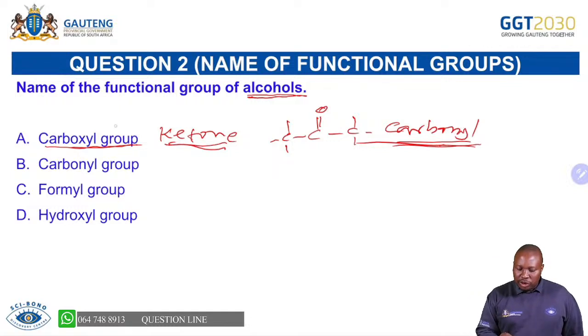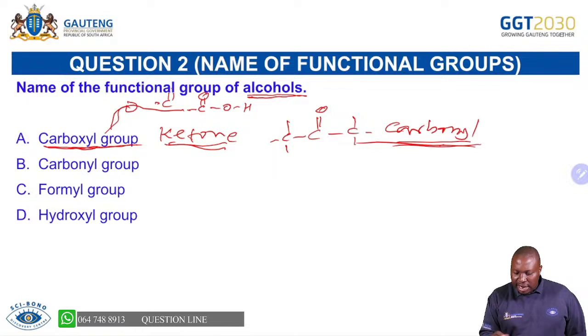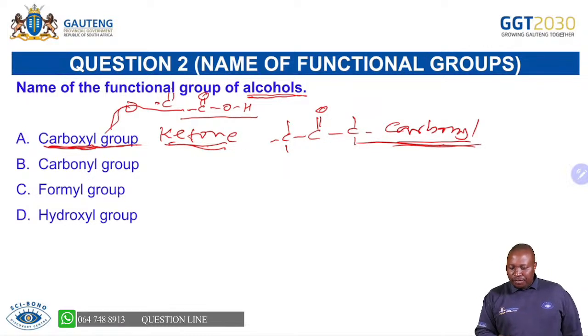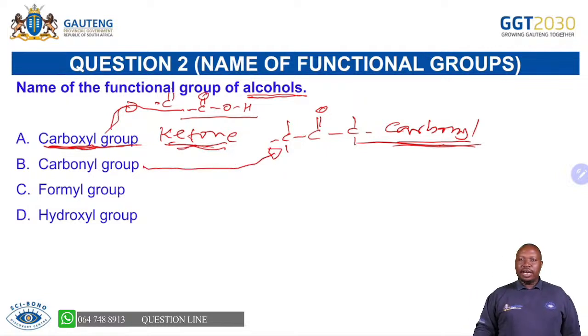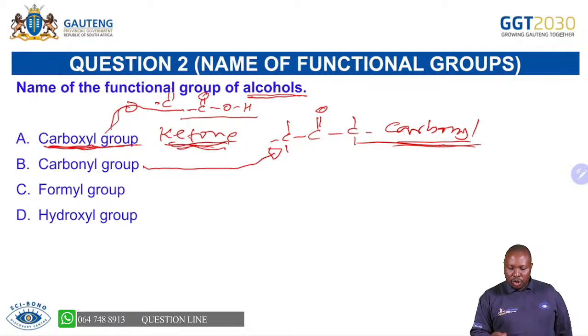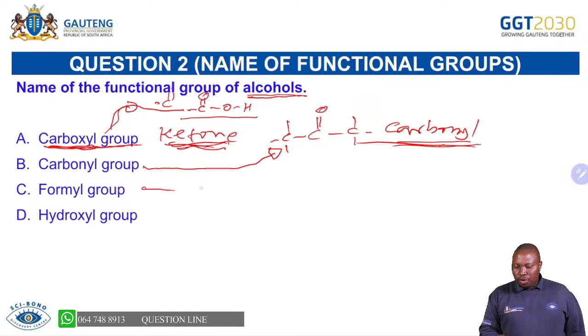For the carboxyl group, we're talking about carboxylic acids, which is now your C double bond O with the OH. But remember, the carbon must have 4 bonds. So the carboxyl group for carboxylic acid, you can just take it from carboxylic acid. Then you are able to show it like that. Carbonyl is for ketones. I hope you won't make a mistake as you write your exams. Know that carbonyl is for your ketones, and the formyl group is for your aldehydes. Your aldehydes have a formyl group.